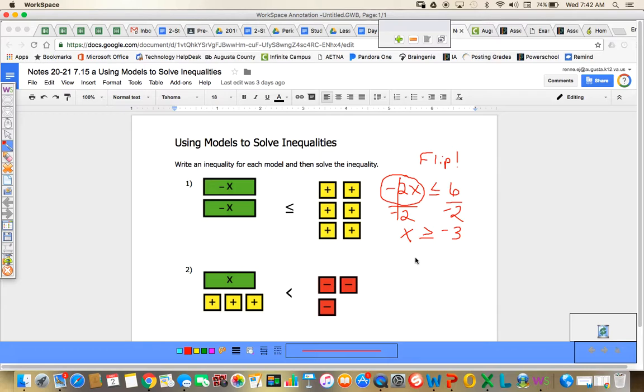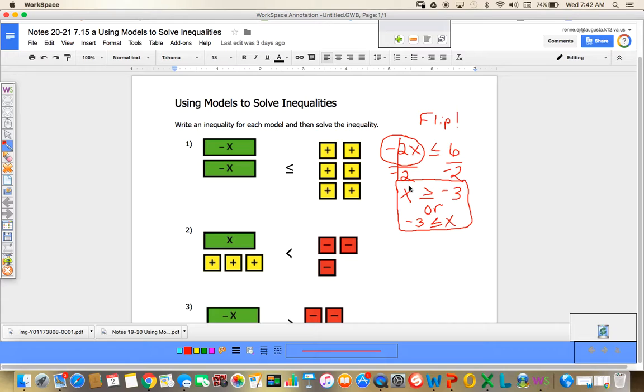And I move on. But also, there's one other way to write this that I do want to review, and you read it backwards. So negative 3 is less than or equal to x. Okay, and I like to box in my two answers. And I'm done.